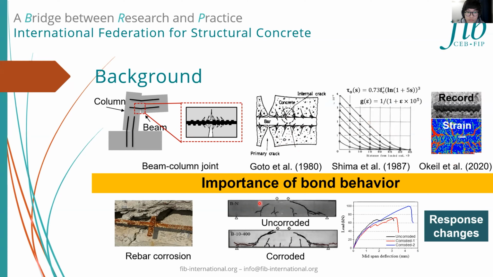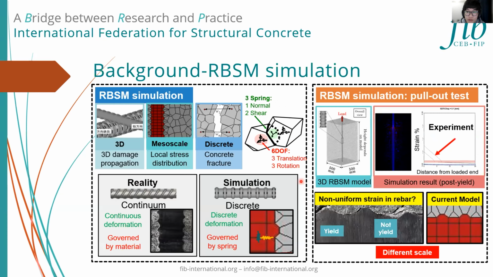In addition, rebar corrosion can change the cracking pattern on the surface of RC beams, and it can also affect the response of the deflection. This means the shear carrying mechanism of reinforced concrete beams with steel corrosion is changed due to the bond deterioration. So in order to accurately study the bond behavior, the RBSM simulation was introduced.